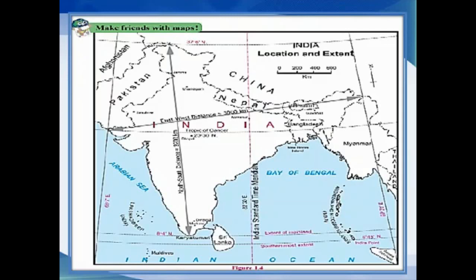Next, though the distance between these places is more, why doesn't the standard time differ? In India, the time at 82 degree 30 minutes east longitude is considered as the standard time of India. So therefore, the same time will be considered everywhere in India.